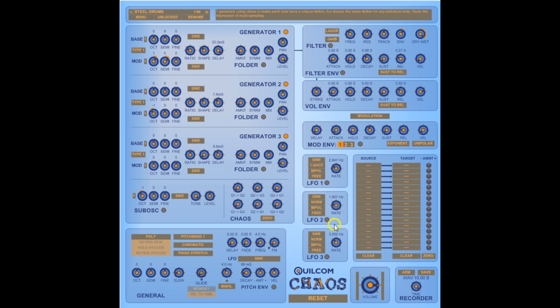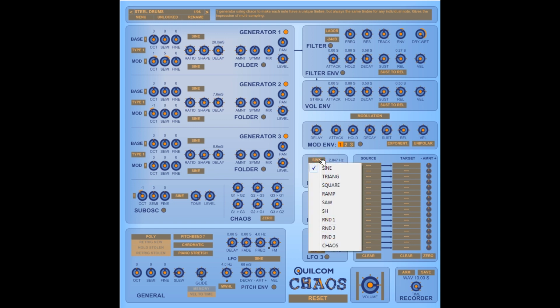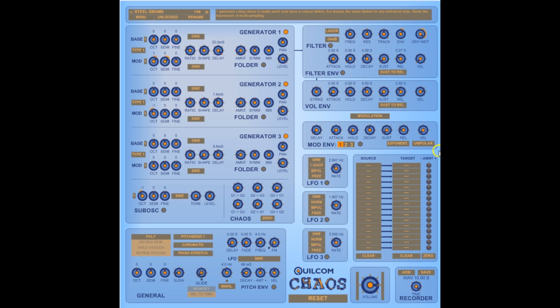We have three LFOs with various features. They can be synchronized, bipolar, unipolar, or we have the option of one shot. So you just get the first cycle when you play a note, and of course the usual range of waveforms and randoms and chaos from the LFOs. Then I couldn't fit three modulation envelopes on the screen, so we have three here which we can select with this button and turn them on and off individually.